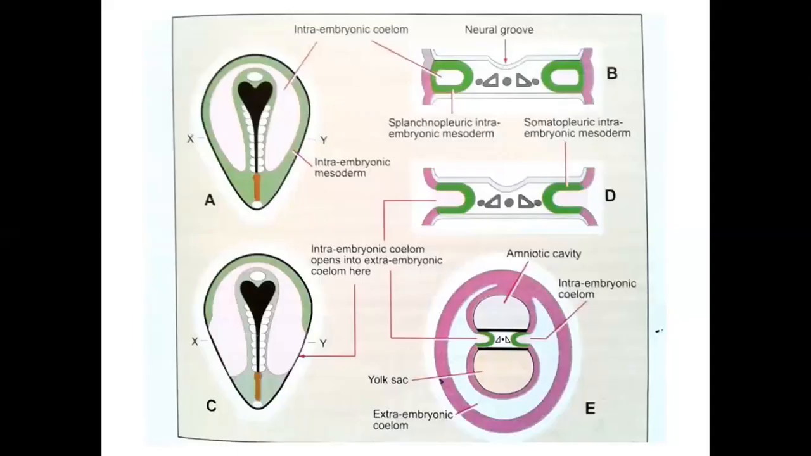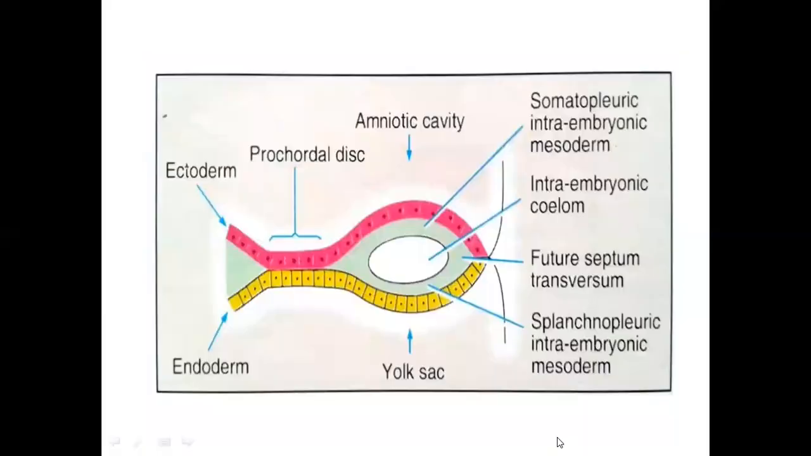Again here, if you take a section at this level, you can see this is the procordal plate, most anteriorly, where the ectoderm and endoderm are in touch with each other. And the intraembryonic mesoderm is not entering there. Then this lateral plate mesoderm is getting split by the intraembryonic coelom forming. What is towards the ectoderm we call the somatopleuric intraembryonic mesoderm. The one towards the endoderm is called the splanchnopleuric intraembryonic mesoderm. And this is the future septum transversum, the unsplit part, because the intraembryonic coelom does not extend here anteriorly.